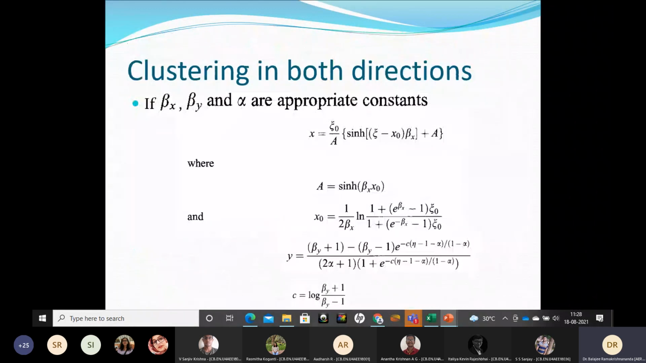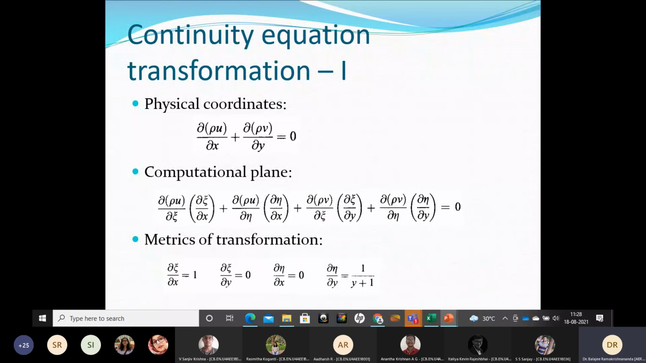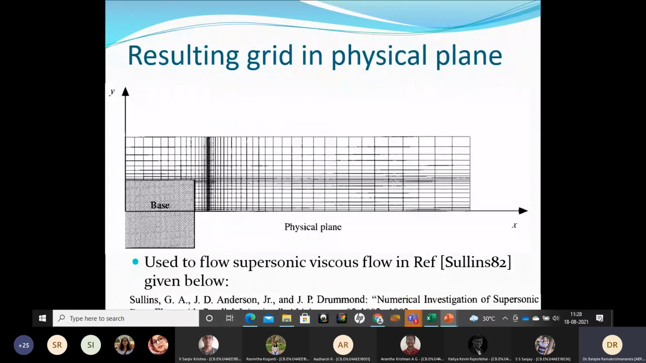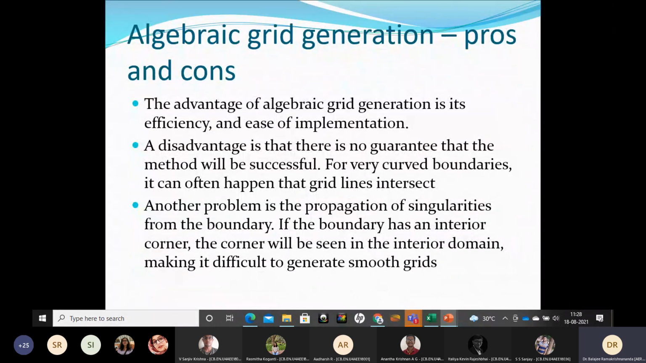Such types of grids which you generate using simple algebraic formulas are known as algebraic grids. There are some advantages and disadvantages to algebraic grids. The advantage is that they are very efficient to generate. Quickly you can generate the grid. As we will see shortly, other types of grid generation will take a lot more time. Then there is ease of implementation. You can quickly implement this.